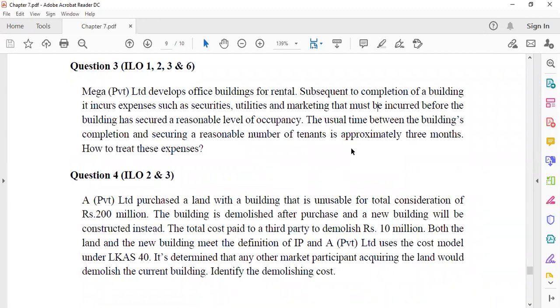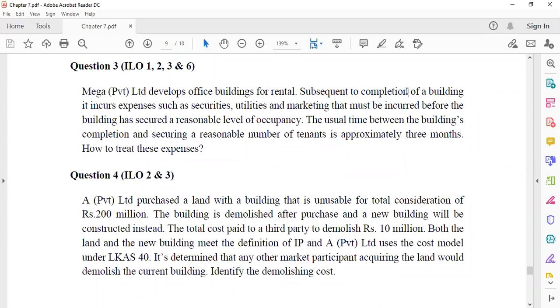Subsequent to the completion of a building, it incurs expenses such as securities, utilities, and marketing that must be incurred before the building has secured a reasonable level of occupancy. Now what you have done, so you have finished the completion. You have finished the construction of the office building. Now it has come to the intended use. The property has now come to the intended use.